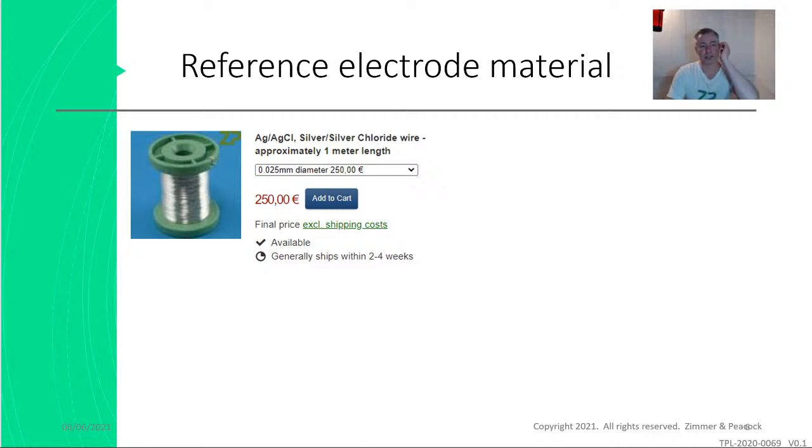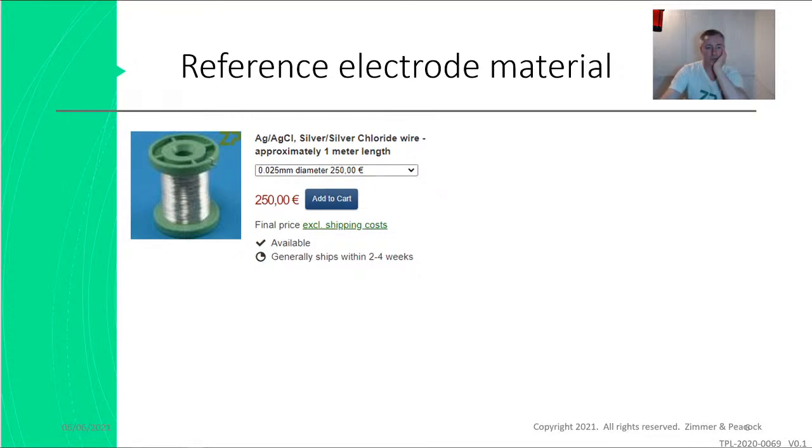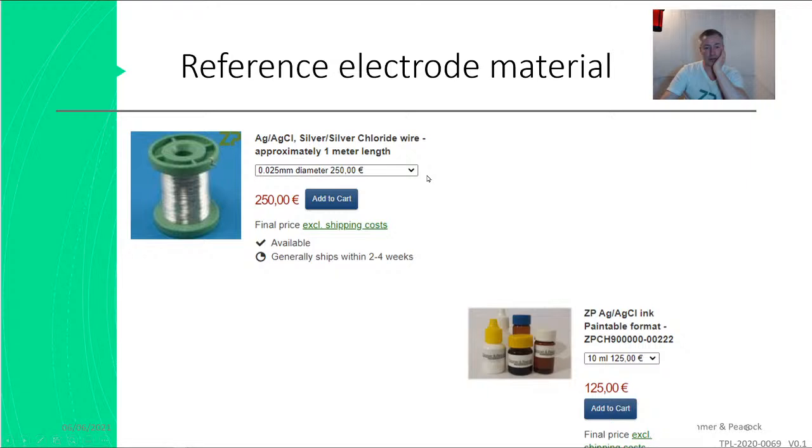So the inquirer was asking whether we had experience of using the paintable platinum silver chloride as a reference electrode when doing ISFETs with PCR. They have historically been using a wire, and they've now been using this paintable silver chloride ink.